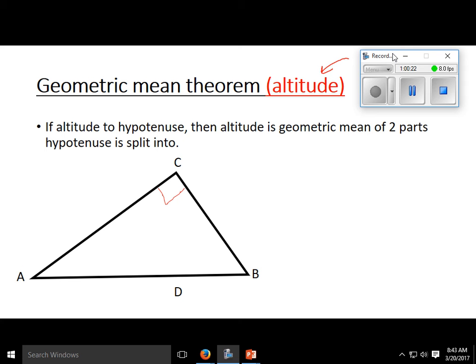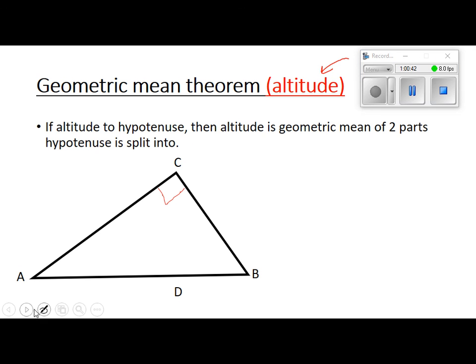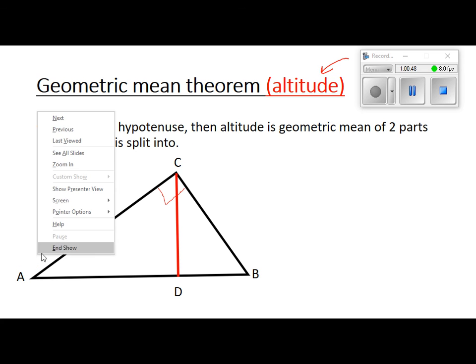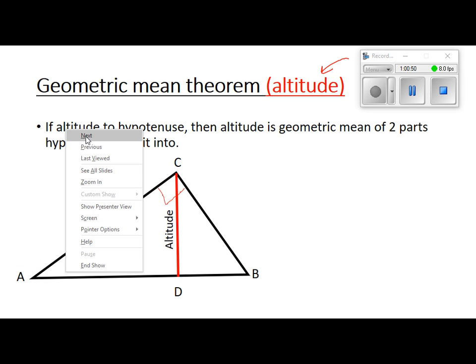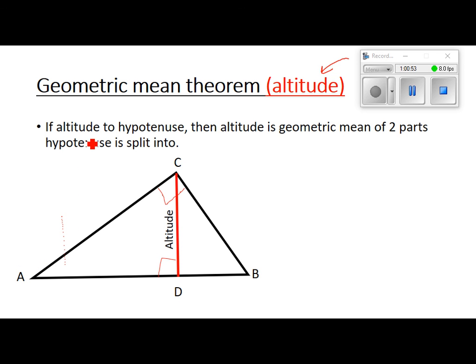Alright, on this. If an altitude is drawn to the hypotenuse, then the altitude is the geometric mean of the two parts the hypotenuse is split into. So notice here I have a right triangle. Where's my altitude going to be drawn? From what to what? C to D. And I left D on there. Probably shouldn't be on there yet, but that's our altitude. What do we know about the altitude? It comes down here and it forms what? Right angles, 90 degrees. So we got that altitude.